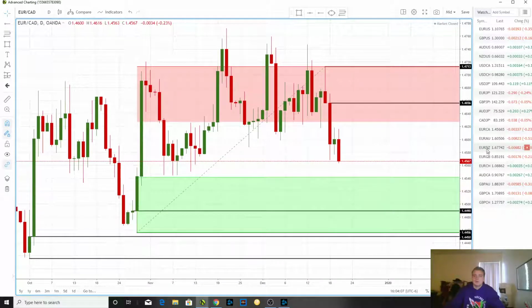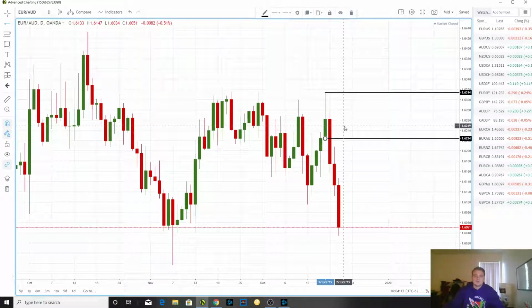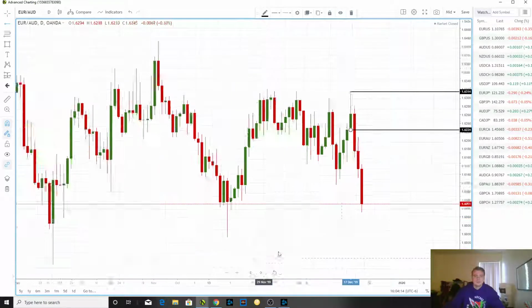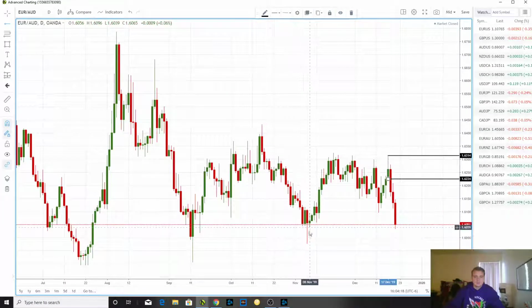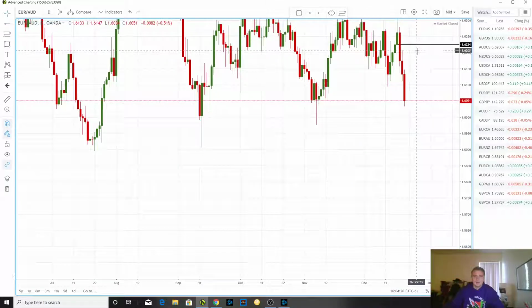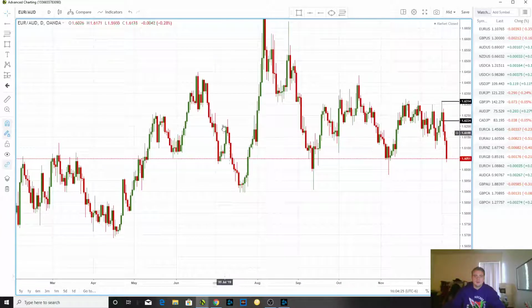All right, so we're going to go Euro Aussie. There's our supply zone. Here's the breakout. Could take this. I just don't like these big wicks. Like, that's a huge wick, you know, and it's just tumbling through.